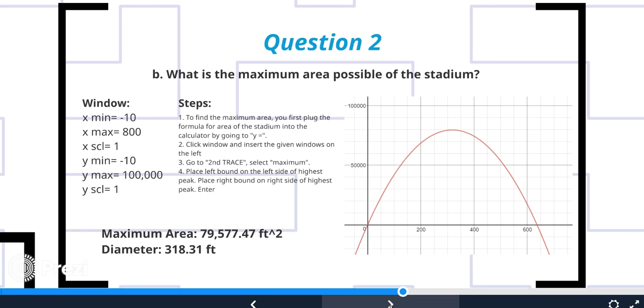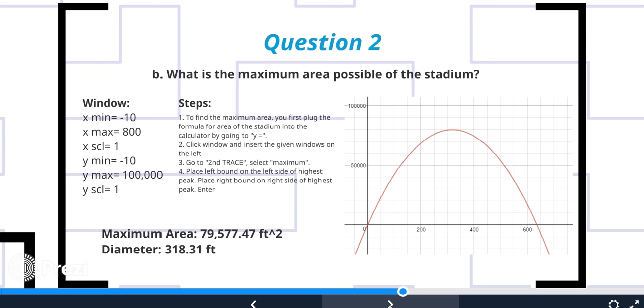Question 2. What is the maximum area possible of the stadium? For this, we'll use a calculator. So first, to find the maximum area, you must plug the equation that we got in question 1 into the y equals button. It's at the top left of the calculator. And since this is a very large number, we will need to reset the window that the graph will be shown in. If you click window, which is right next to y equals, you set the windows to the ones given on the left, where the x minimum is equal to -10 and the x maximum is equal to 800. This is so you can see the entire y-axis and the entire parabola.